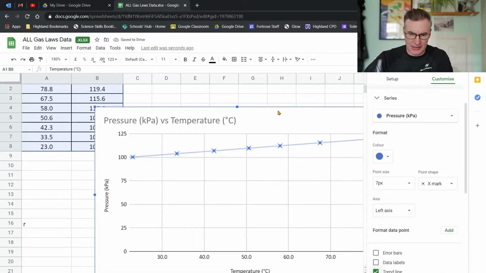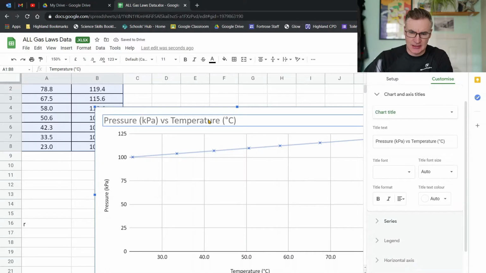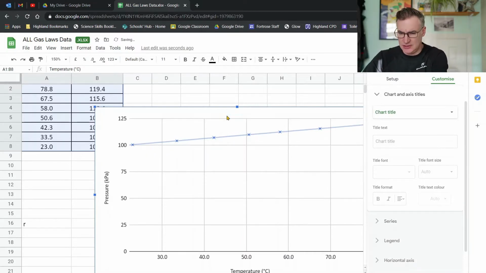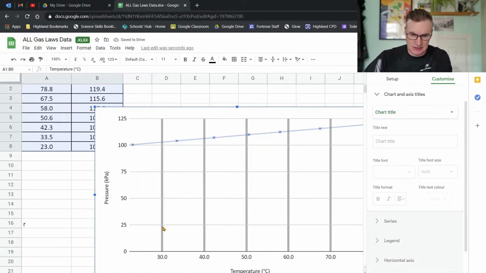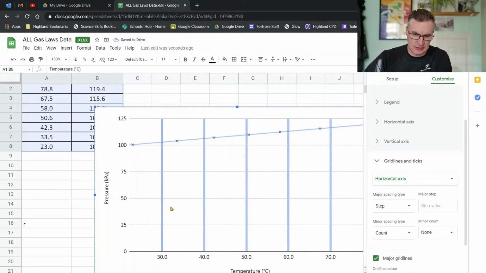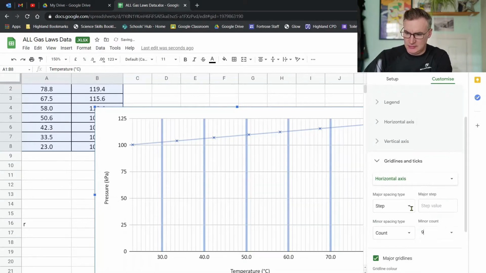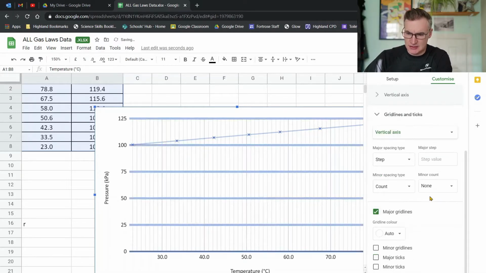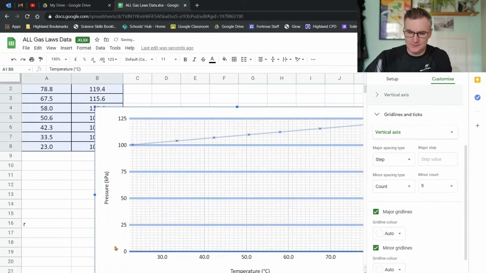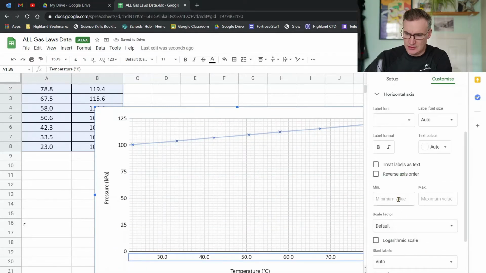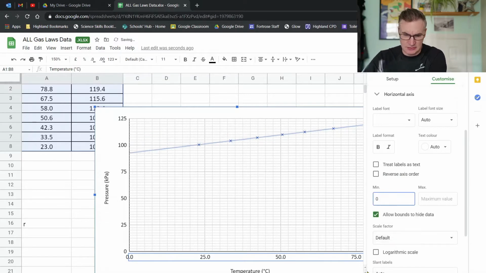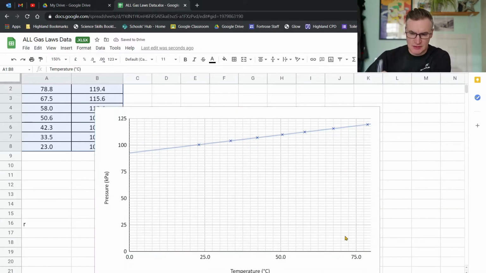So we're going to add our trend line in here. We don't need this. We'll put in some minor grid lines, horizontal and vertical, and we'll get our axis going to 0. Okay, so this pretty much looks like it's good to go.